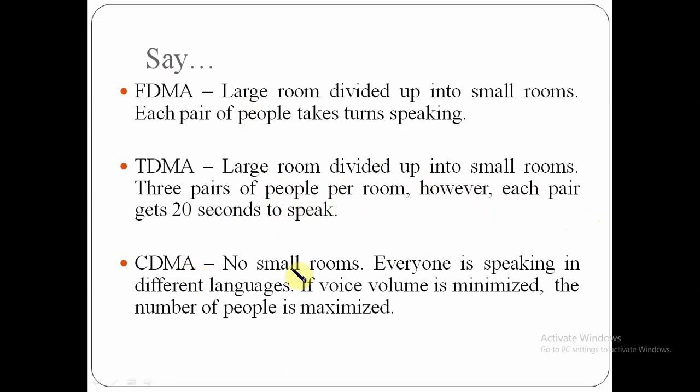In CDMA, there are no small rooms. Everyone is speaking in a different language. There are different types of users, and the whole band belongs to that user. If the voice volume is minimized, then the number of people can be maximum. N number of users can be connected at once. This is one example: the large room is divided into small rooms for FDMA and TDMA, which is the same, but we give the time period, and in CDMA there are no rooms, but freedom is given to every user.